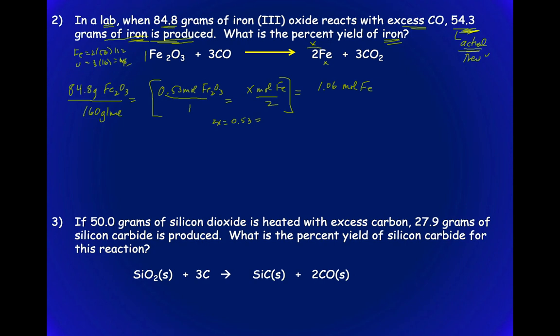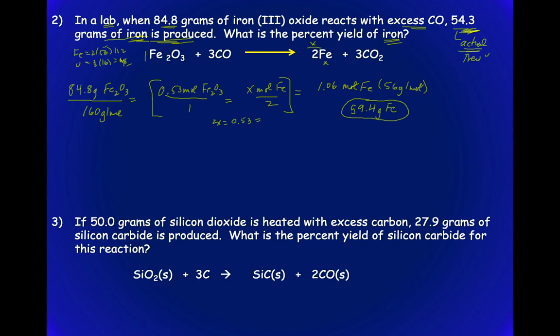Again, looking for the percent yield of iron. Now what do I want to do? I want to change to grams, so I multiply by the GFM, which is 56, so I multiply by 56 grams per 1 mole. Mole cancels with mole, we're looking good, and we end up with 59.4 grams of Fe. Now, what does that really mean? That simply means that in a perfect world, if I take 84.8 grams of Fe2O3 and react it with enough carbon monoxide, I would produce exactly 59.4 grams of Fe.